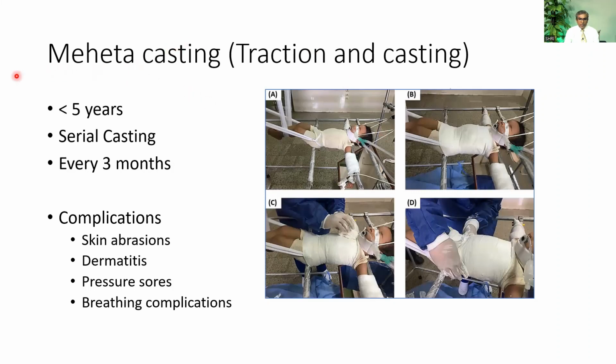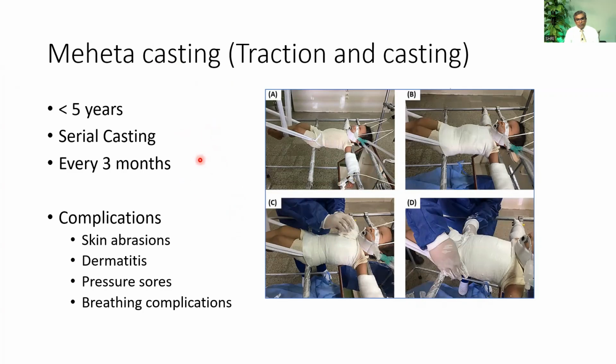So there are different methods of managing non-surgically. When it comes to less than 5-year-olds, there is a method called Mehta casting, as you can see in this picture. That's called applying traction and casting them. So this is a form of serial casting, hard cast, and we have to replace that every 3 months. As you can see in this picture, there's a special apparatus called the Mehta apparatus, where you can put traction safely whilst it allows us to put a cast onto the chest. And generally, these are done under general anesthesia. And this is a system developed by, of course, Mehta.